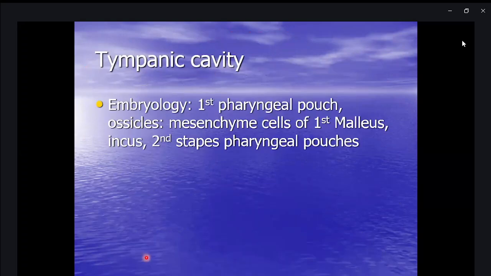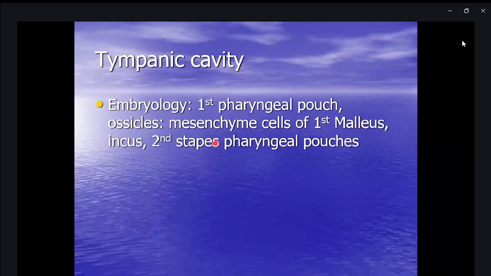The tympanic cavity, which is the mid layer, originates from the first pharyngeal pouch, and the bones there, the malleus, the incus, and the stapes, have different origin. The malleus and incus from the first pharyngeal arch, and the stapes from the second pharyngeal arch. This mesenchyme from the second pharyngeal arch.